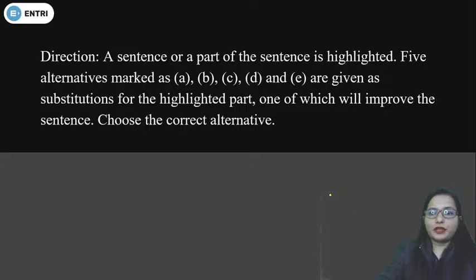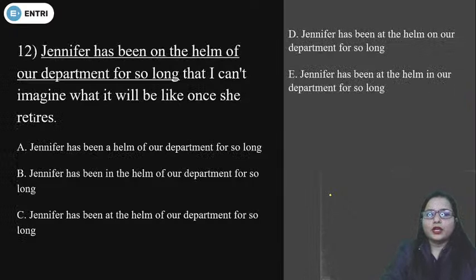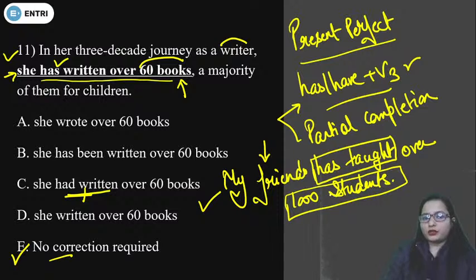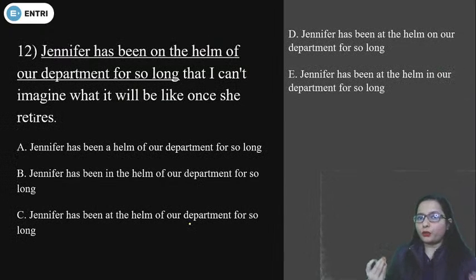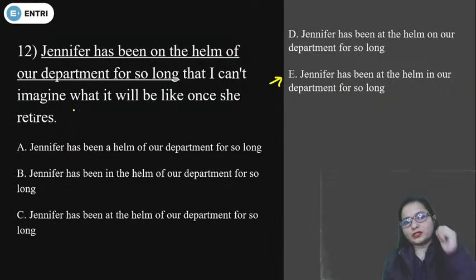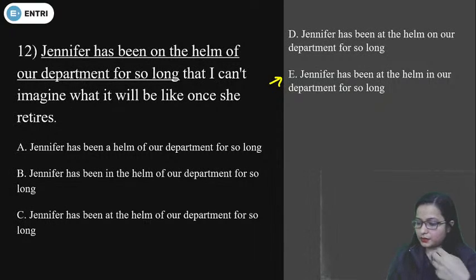All right. Next question we have with different directions. Actually, here you will have this question. In the previous question, you had the option no correction required, but the latest pattern says that you will have options where no correction required will not be given. Instead of that, you will see an E option with another sentence improvement. Okay. So read the sentence. It says, Jennifer has been on the helm of our department for so long, it is underlined, that I can't imagine what it will be like once she retires. Okay?